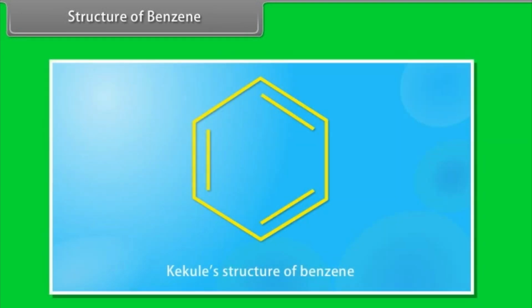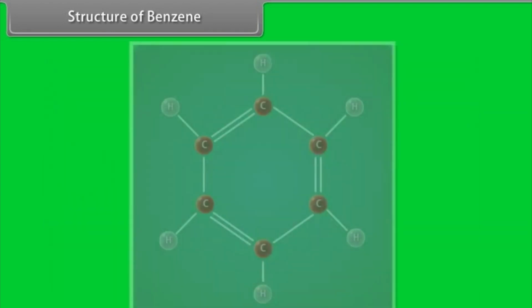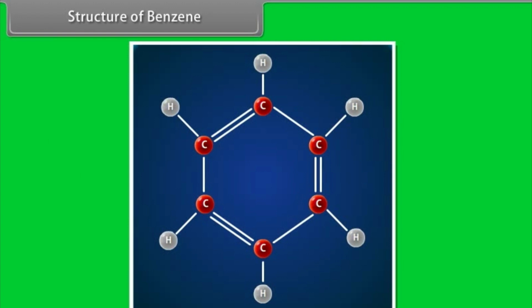Structure of benzene. A chemist, Kekulé, in 1865 suggested the following structure for benzene. According to Kekulé, the 6 carbon atoms in benzene are on the 6 corners of a regular hexagon. Each C atom is attached to one H atom. There are 3 alternate double bonds between C atoms to complete the 4th valency of carbon.